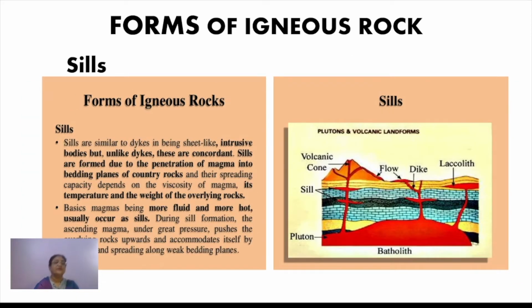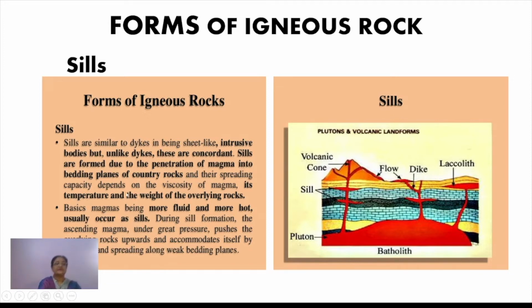Next is sill. Sills are similar to dikes in being sheet-like intrusive bodies, but unlike dikes, these are concordant. Sills are formed due to the penetration of magma into the bedding planes of country rocks. Suppose a thin space is there in between the rock layers; the magma tries to get in, and there it cools down, and that results in the formation of this rock, which is called a sill.